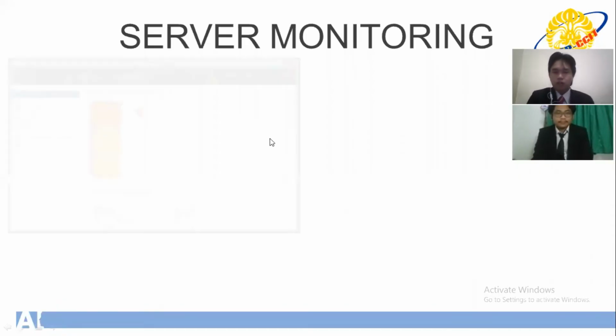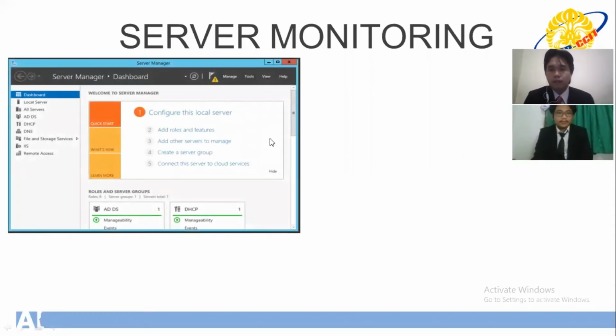Next is the server monitoring. Okay, for the server monitoring, there are two ways to do this. The first is we use the Server Manager. As you can see, the Server Manager includes everything that you need from the server. So you can monitor right here. As you can see, there are DHCP, DNS, remote access, IIS, and many more. You can edit via the tools.